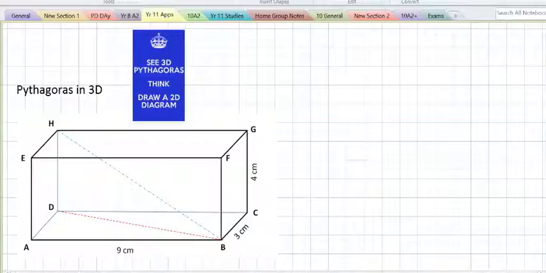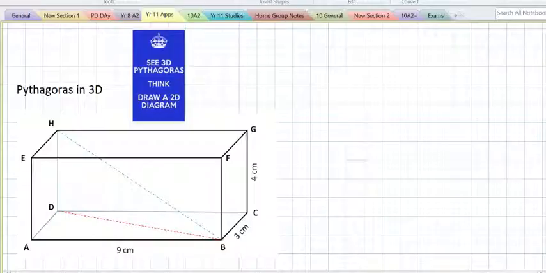How good is that? Now, essentially, Pythagoras in 3D doesn't have to be any harder than it is in 2 dimensions. You just have to know where the right angles are. Part of that is being able to visualize what's actually happening and then draw the triangles off to one side. So, see 3D Pythagoras, think, draw a 2-dimensional diagram. Because as you've all been practicing with 2-dimensional Pythagoras, it's not too hard. It's nice and systematic, you just plug your way through it.